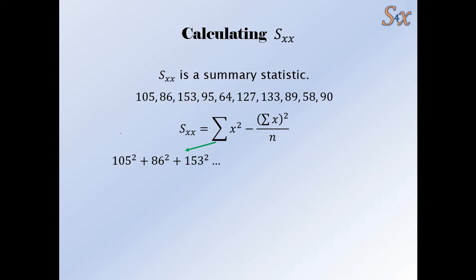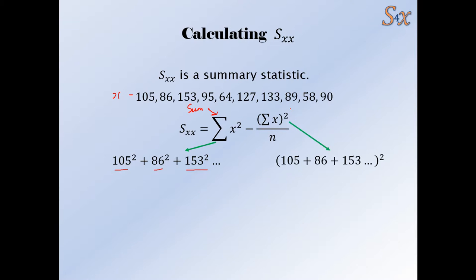So I've given the first part of the calculation here. It's 105 squared plus 86 squared plus 153 squared, and then we do plus 95 squared plus 64 squared plus 127 squared, and so on and so on. So you just square each of the numbers and then add them together. Remember this symbol here, which we've seen before, means sum. So it means we're going to sum all the values of x squared, and these are our x's here, these data points.